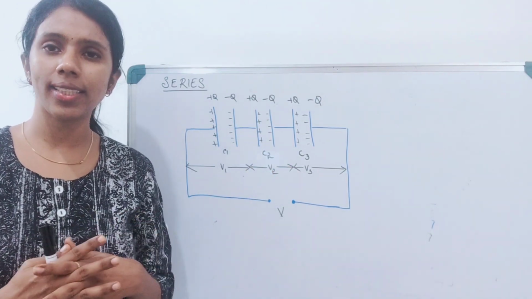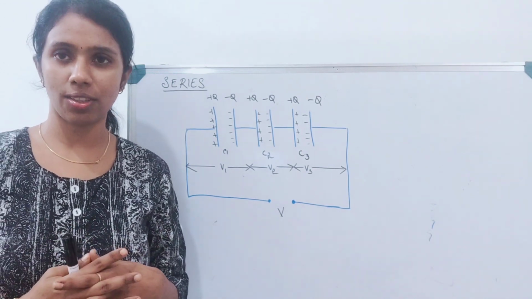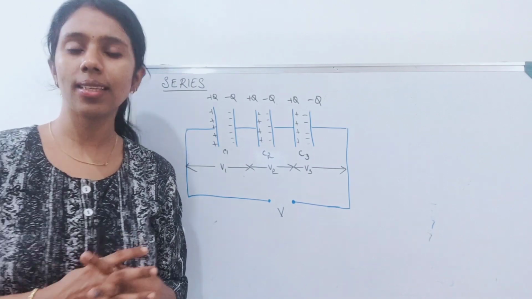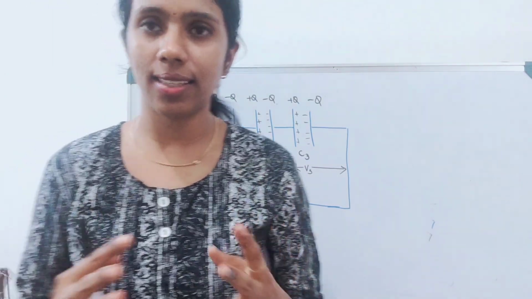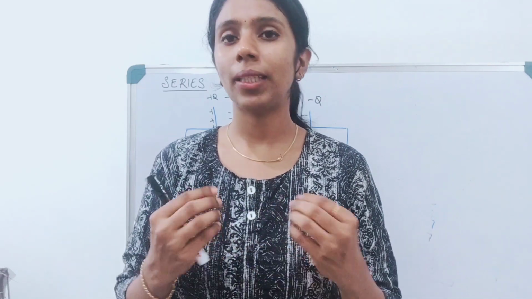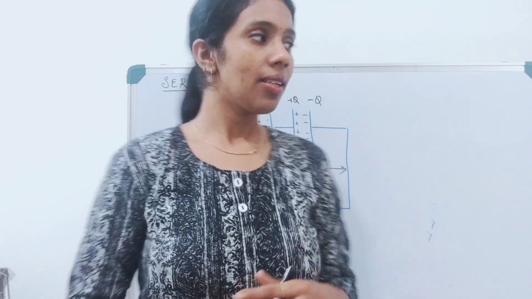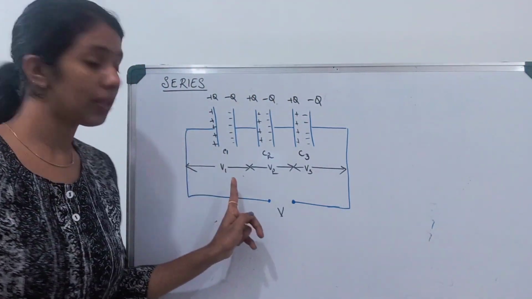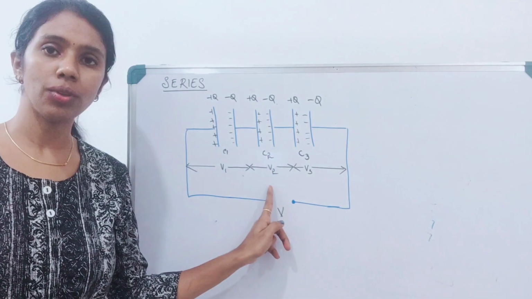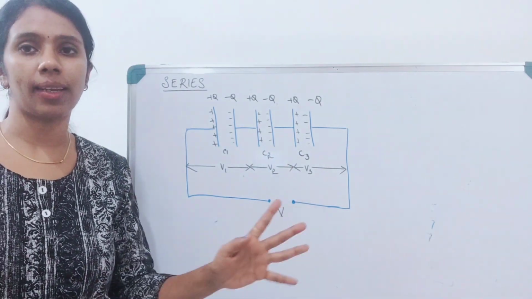And they are connected by means of an external potential V. Here is the potential V. Since these capacitors are connected in series, the charges on each capacitor will be the same. But the potential differences across the capacitors will be different. Suppose the potential difference across C1 is V1, C2 is V2 and C3 is V3.